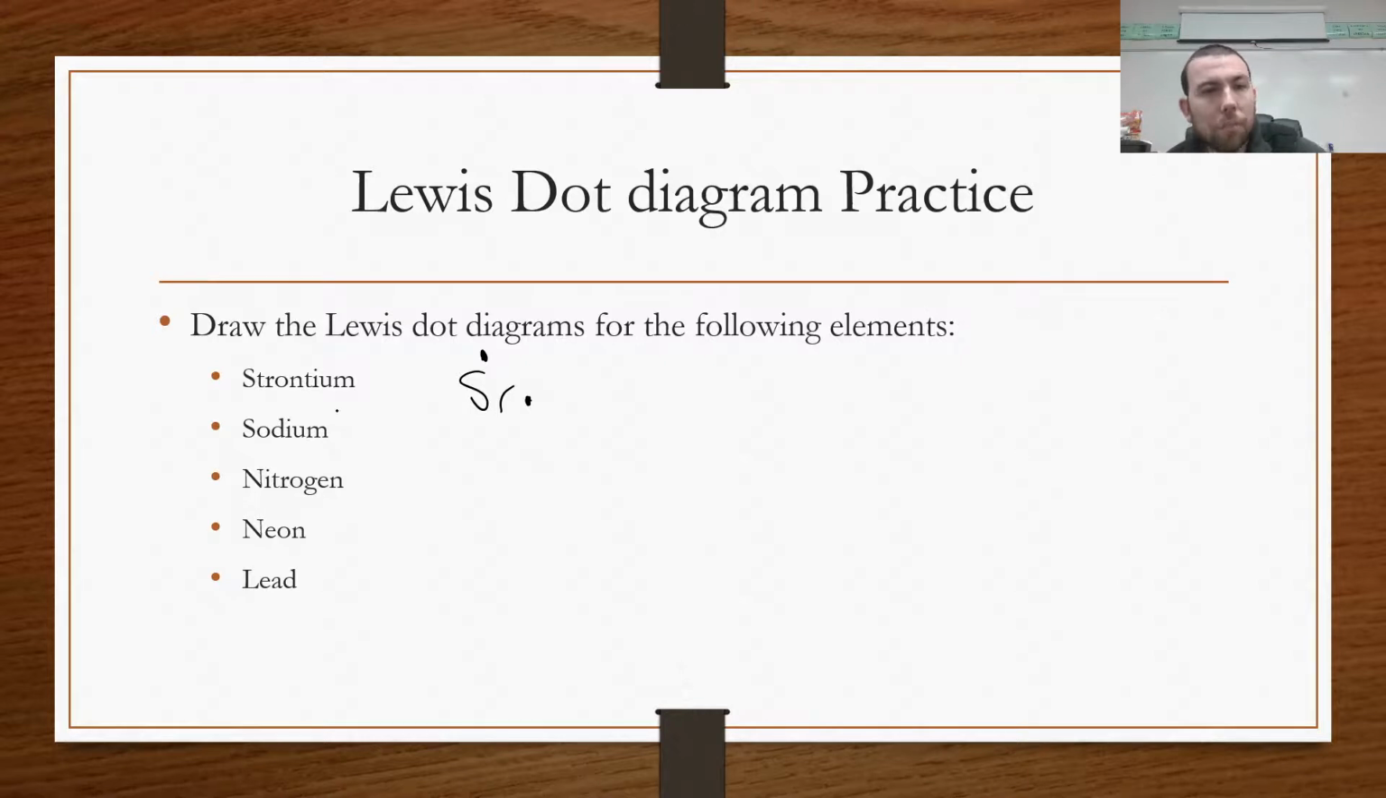For sodium, the element symbol is Na. It's number 11 on the periodic table. So we've got Na, and sodium is in group 1, so it has only 1 valence electron.